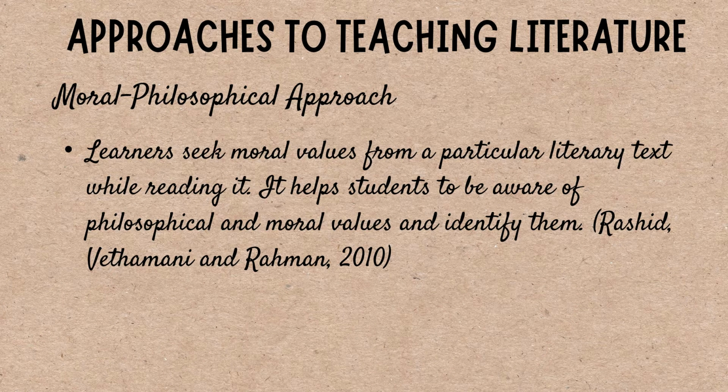In this approach, the learners seek moral values from a particular literary text while reading it. And it helps students to be aware of philosophical and moral values and identify them. Students need to go beyond the text for moral and philosophical inference. This requires students to go beyond what is written. They have to really seek, hanapin, not only look, but really seek moral learnings that they could get from the text. All right?